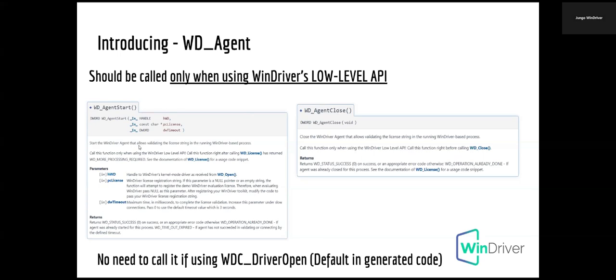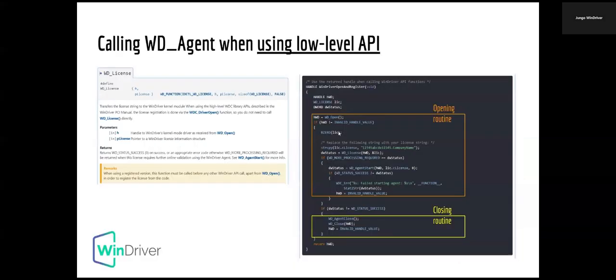These functions allow validating the license string in the running WinDriver process. So if you want it to work, and again, only when using WinDriver's lower-level API, you need to call this function right after calling WD license. If it returns WD more processing required, then you're probably not calling the agent. So these are the parameters. This is available in our documentation. And of course, close the agent: if you're using WD close, then call WD agent close.